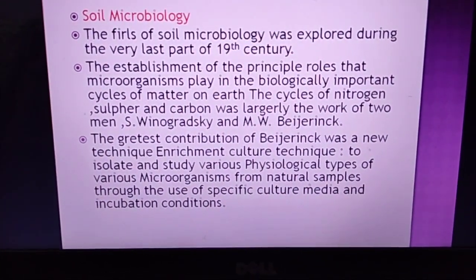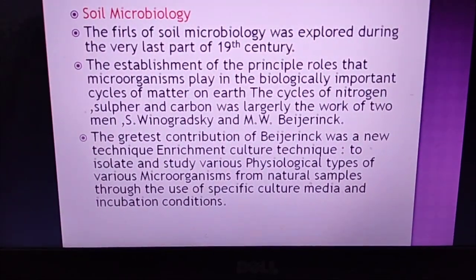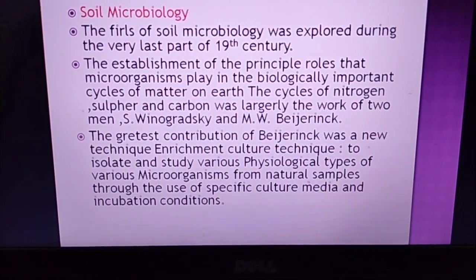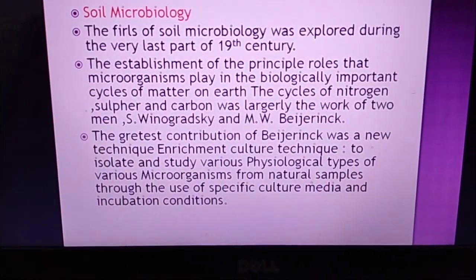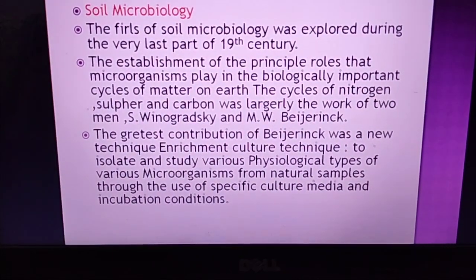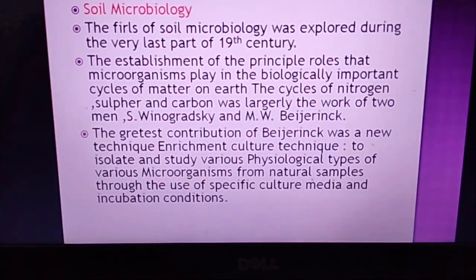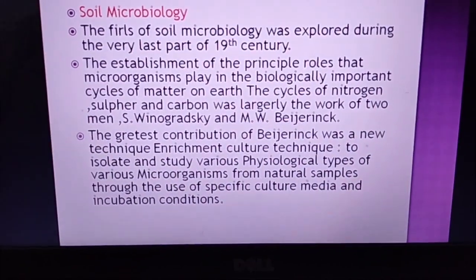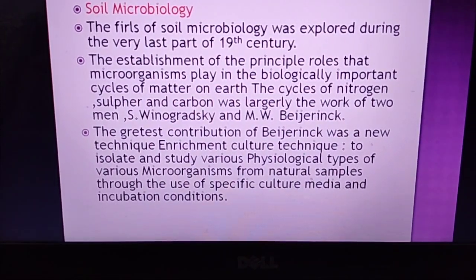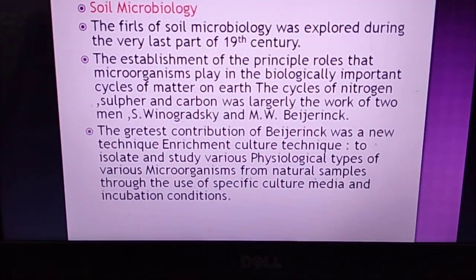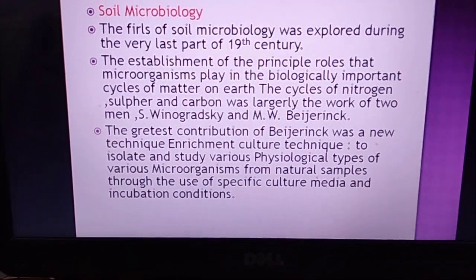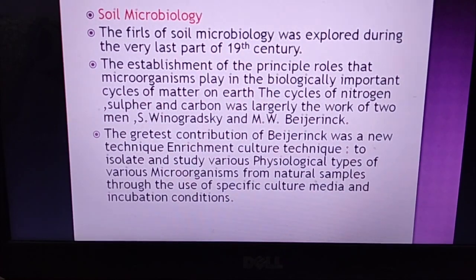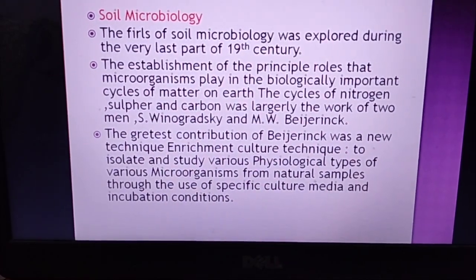So the particular bacteria in soil which was causing the disease or something like that. The microorganisms from these natural samples were isolated, and they were grown in specific culture media and incubation conditions. And with the help of this, the scientist Beijerinck was able to isolate these various microorganisms in soil. So he greatly contributed in this field, that is soil microbiology.